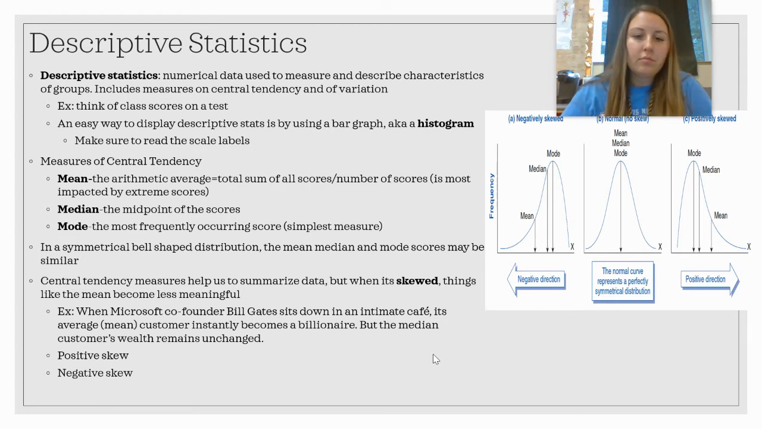So, for example, when Microsoft co-founder Bill Gates sits down in an intimate cafe, the average customer instantly becomes a billionaire, but the median customer's wealth remains unchanged. So when you have data that is skewed, the mean is not usually the most helpful piece of data. You have to look at other pieces. So things you need to know are positive skew and negative skew.